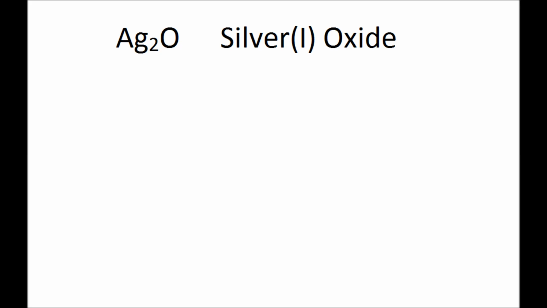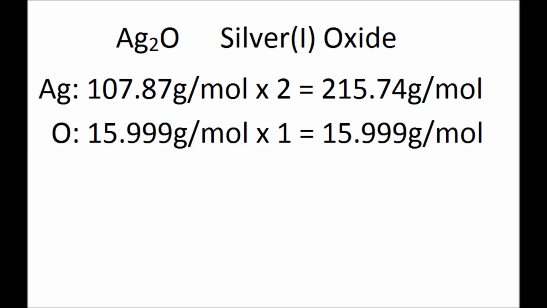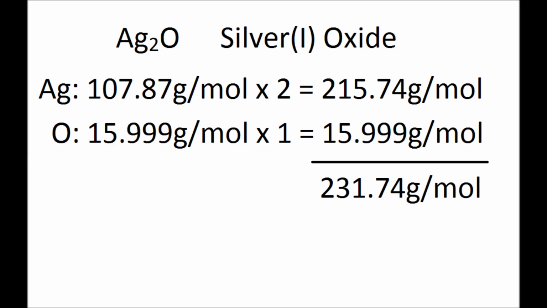Let's start with silver. Because there are 2 silvers in silver oxide, we can take the molar mass of silver, 107.87 grams per mole, and multiply it by 2 to give us 215.74 grams per mole. For oxygen, there's only 1, so we can take the molar mass of oxygen, 15.999 grams per mole, and that's what we've got. Now that we have both of our partial molar masses figured out, we can just add them together. 215.74 plus 15.999 grams per mole gives us a grand total of 231.74 grams per mole, which is the molar mass of silver oxide.